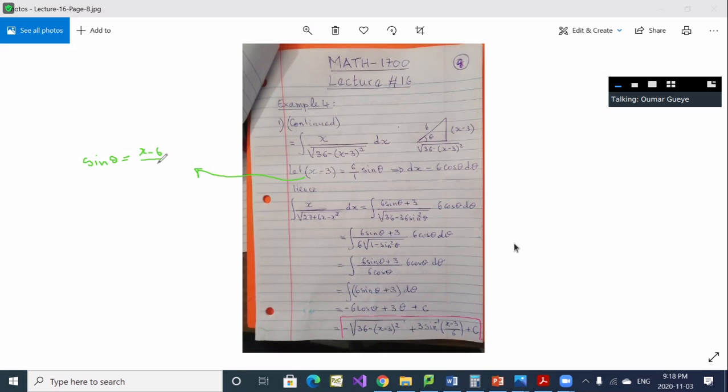Now to isolate my theta, I'm going to apply the sine inverse on both sides of this equation. It means theta is equal to sine inverse of x minus 3 over 6. And this is what I use here to substitute sine theta by its value to get this part here.